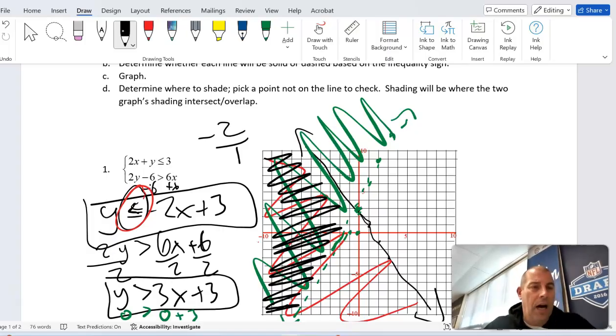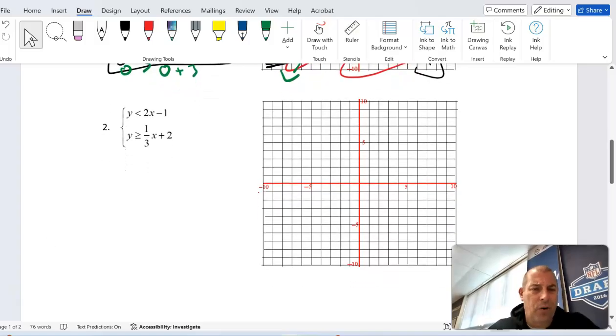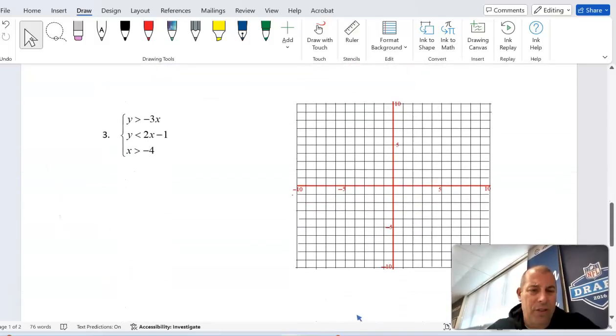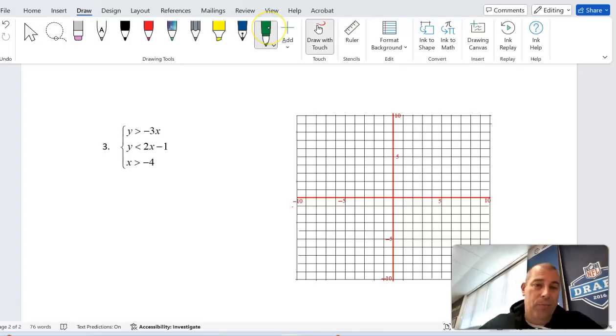All right. Let's find another good one. You're already in slope-intercept form, so I'm not too interested. Oh, 3 of them. Okay. Y is greater than negative 3x. So my intercept is right there at 0, and my slope is negative 3: down 3, right 1, down 3, right 1.